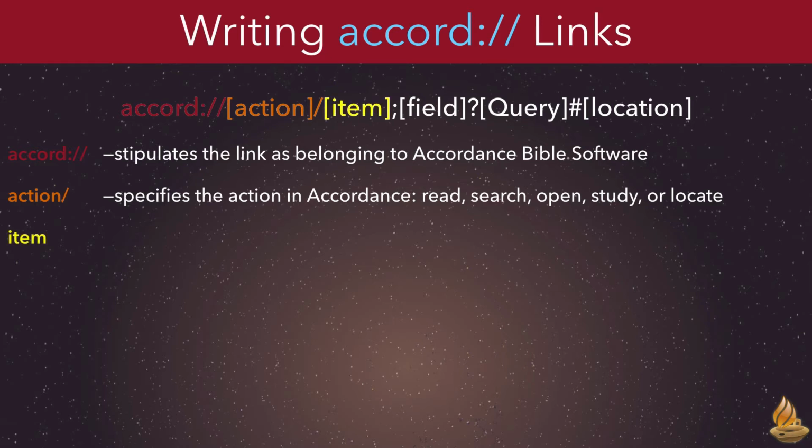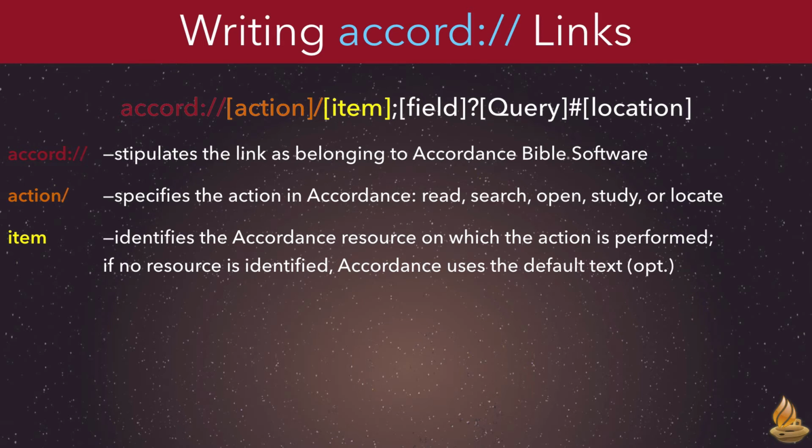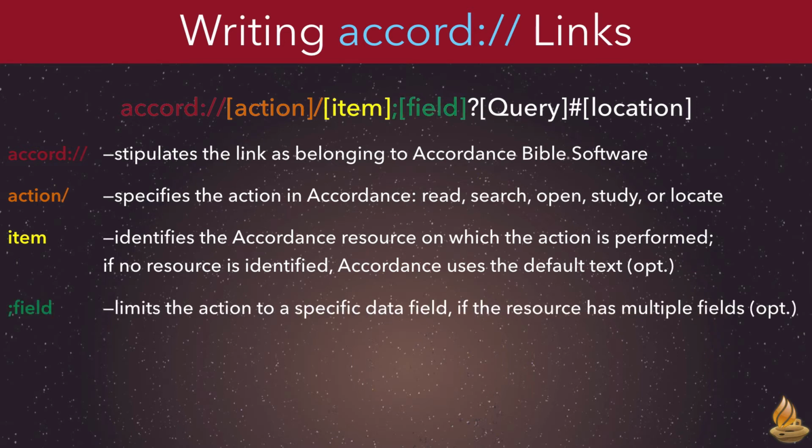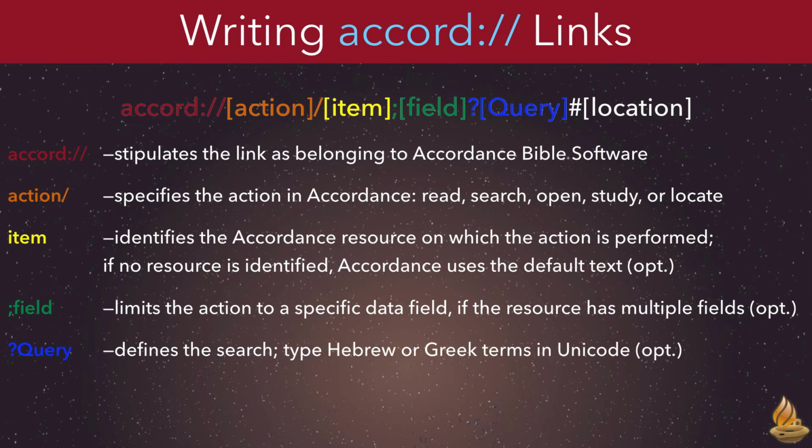Next is the item. It identifies the Accordance resource on which the action is performed. If no resource is identified, Accordance uses the default text. This part is optional. After that is a semicolon followed by the field. It limits the action to a specific data field if the resource has multiple fields. This part too is optional. Next is a question mark followed by the query. The query defines the search. Be sure to type Hebrew or Greek terms in Unicode. And the query is also optional.